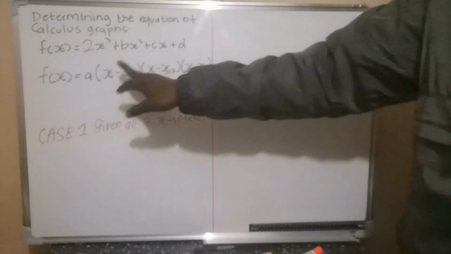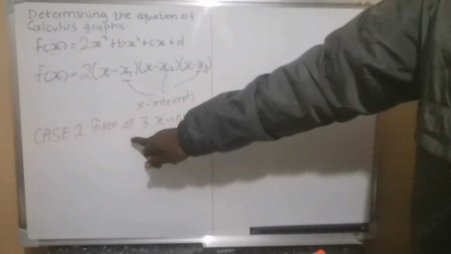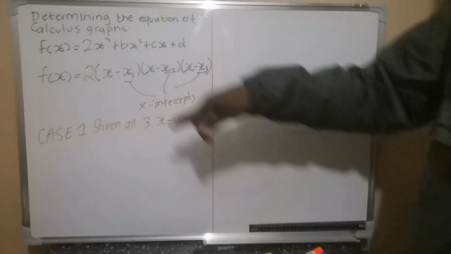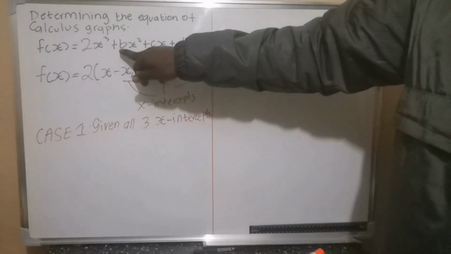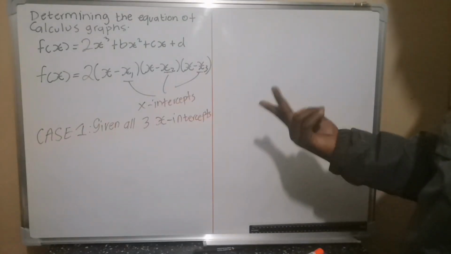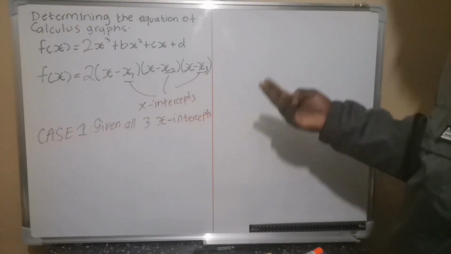So it will be like this. Then you just put in 2 here again, and substitute those coordinates at the x-intercept. Then you simplify the brackets out and have an equation like this one. Then we'll be able to point out B, C, and D. Simple, ne?